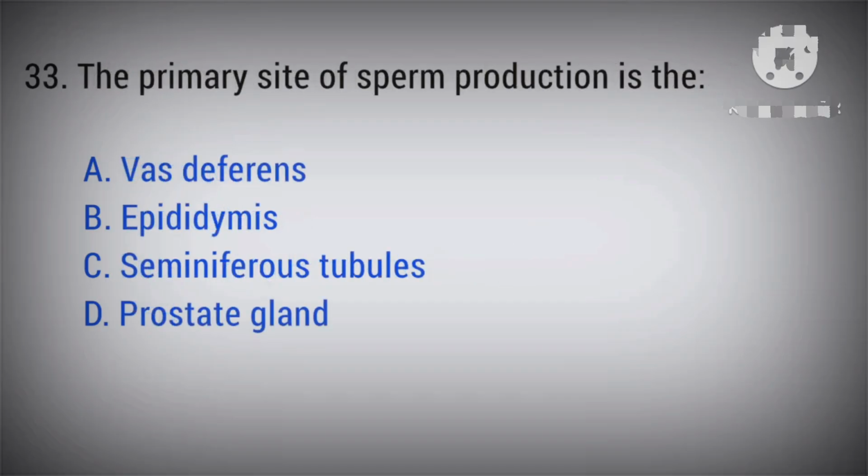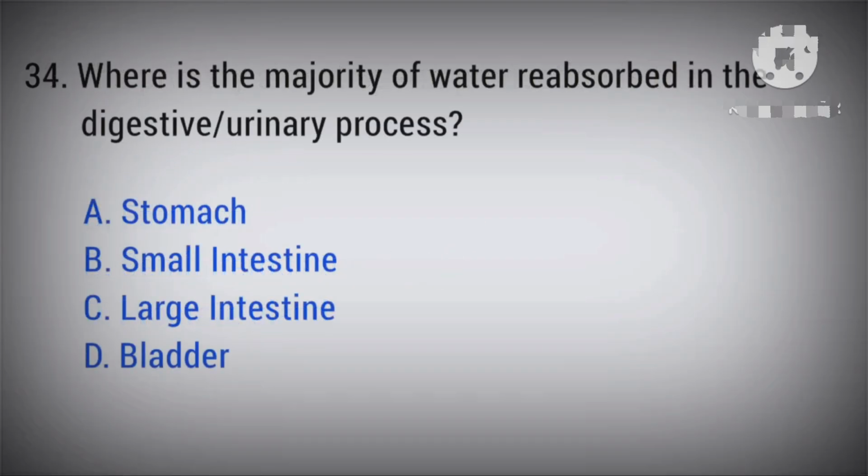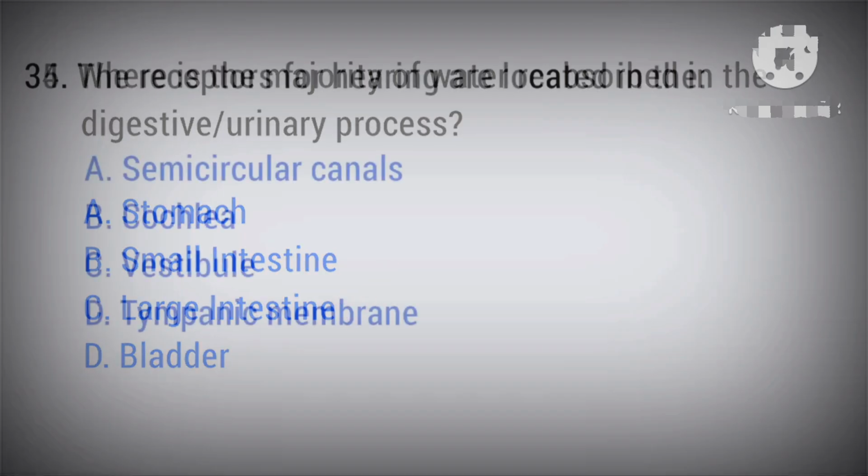Question 33. The primary site of sperm production is the. The right answer is option C, seminiferous tubules. Question 34. Where is the majority of water reabsorbed in the digestive process? The right answer is option C, large intestine.